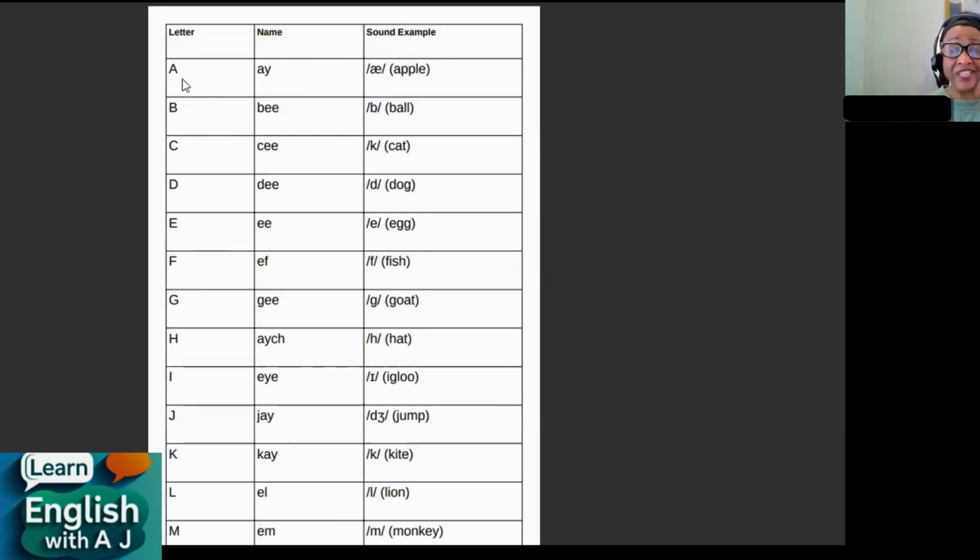So the first letter is A, and the name of it is A. This is how it looks. The letter B. This is the name, B. The letter C. You can identify that letter and you'll say C. When you see this letter, you'll say D. That is the letter D.